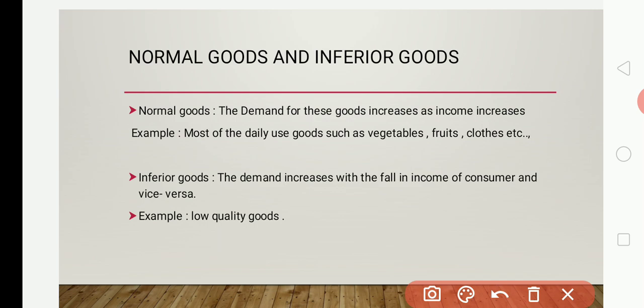If income increases, demand increases. For example, when the vegetable prices are lower, we buy less. When the vegetable prices go up, we buy more. Here the demand for these goods increases as income increases. For example, fruits and clothes: when income increases, we demand such goods. That is what we call normal goods.